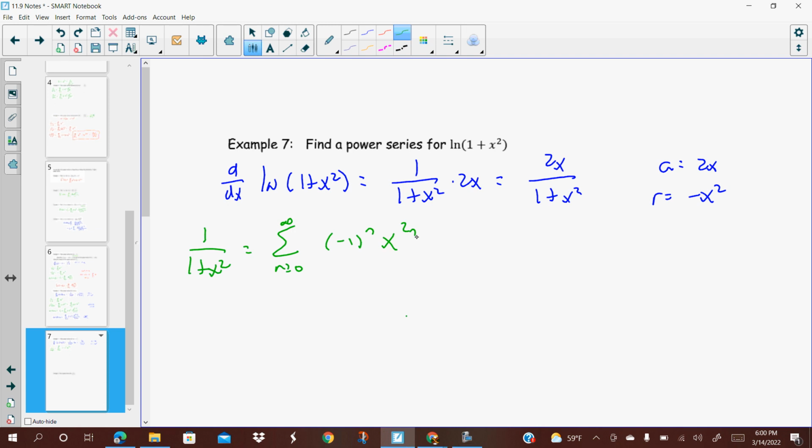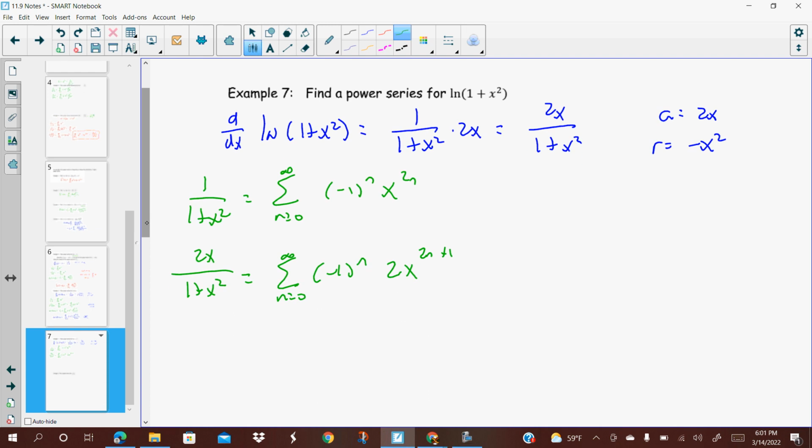Well, now if all I want to do is introduce the a value, which is 2x, we're going to multiply the top by 2x. So multiplying the left function by 2x means we multiply the right function by 2x. So now I'm going to have a 2x times x to the 2n, which will be 2 times x to the 2n plus 1 as your new exponent. Okay, we are down to the point now where all we have to do is, because this is the derivative of natural log of 1 plus x squared, so now to get back, we need to take the antiderivative.